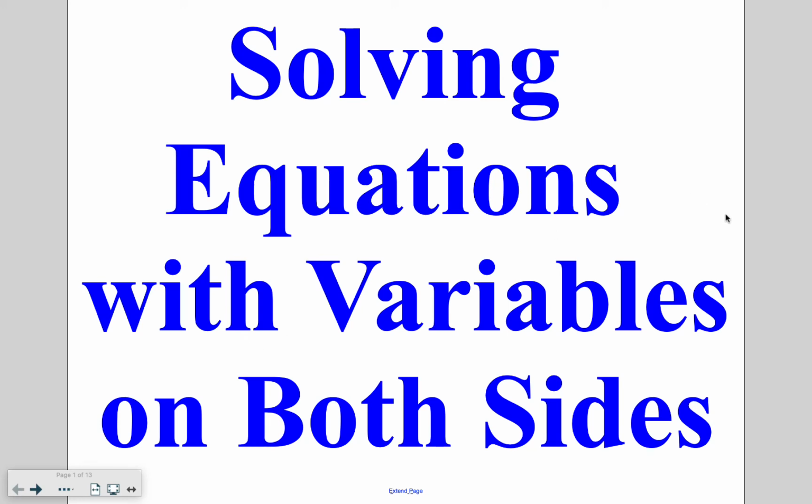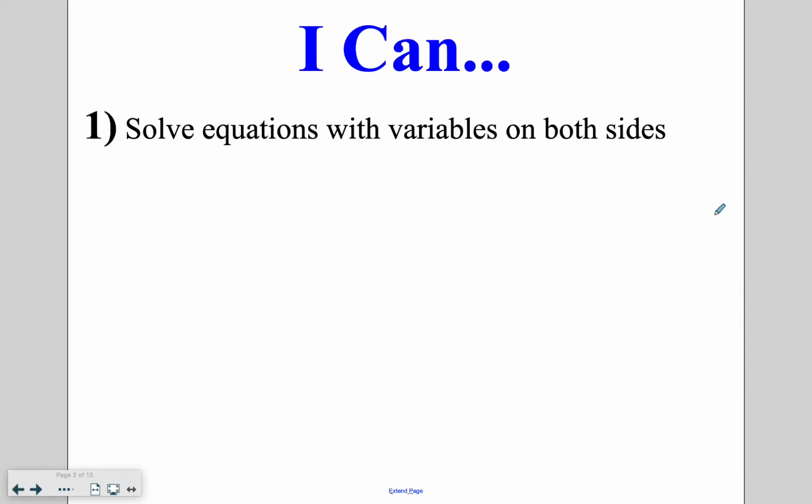Hello class, and welcome to today's lesson, which is about solving equations with variables on both sides. By the end of today's lesson, you will be able to solve different types of equations with variables on both sides.